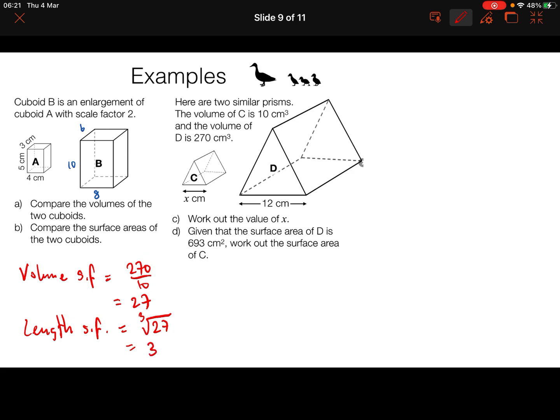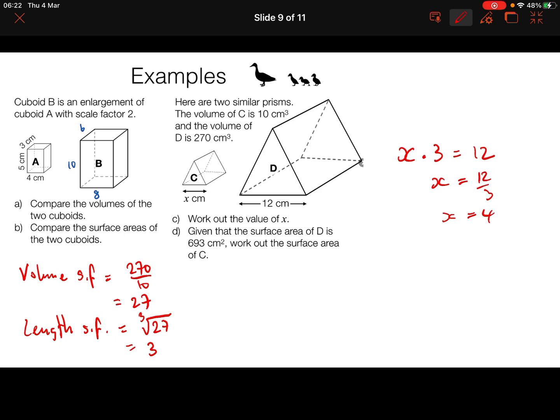We're going to do the cube root. Okay. So now I've got the right scale factor. X times 3. So small times the scale factor equals big. So X equals 12 over 3. X equals 4. Okay.